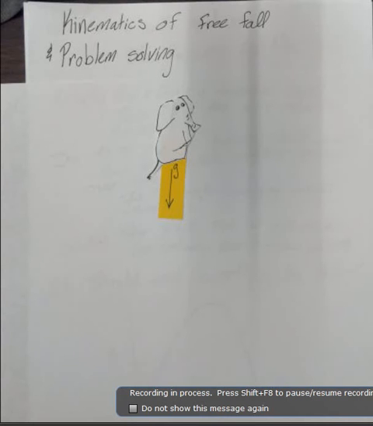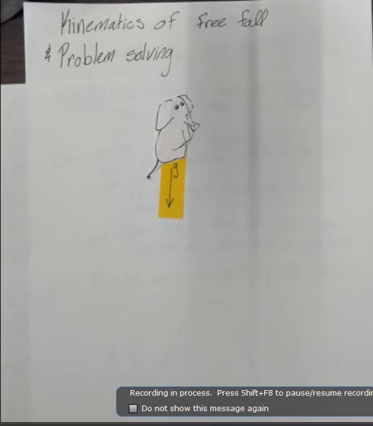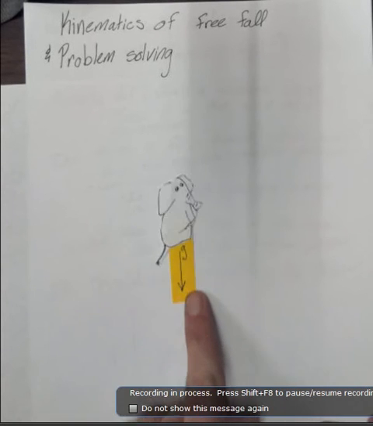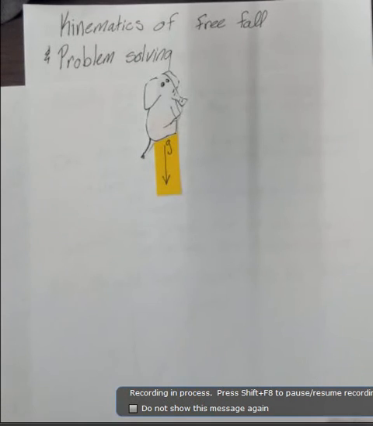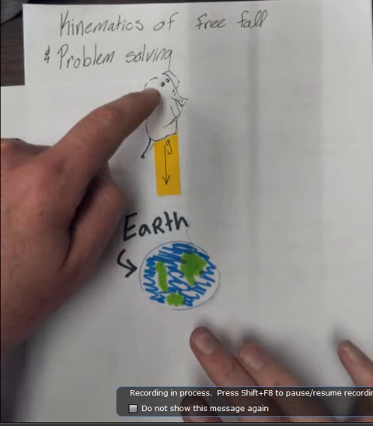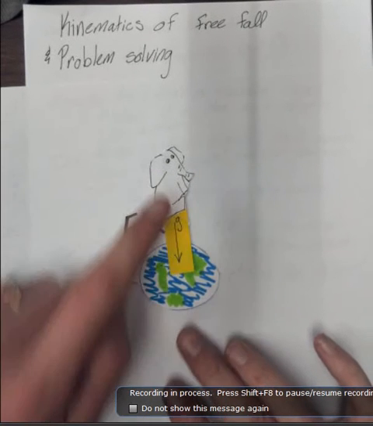Okay, so this lecture is going to be talking a little bit more about the kinematics of free fall and some problem solving. In this lecture, we're going to be reviewing what free fall is, what acceleration due to gravity is, and the fact that it happens anytime you're near the surface of the Earth. So remember that acceleration due to gravity is a vector, right?